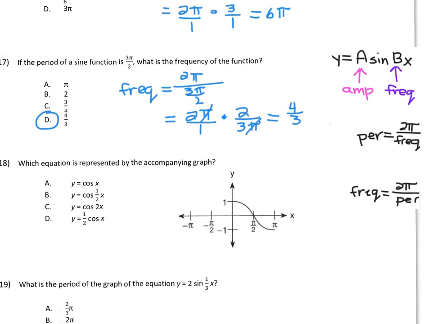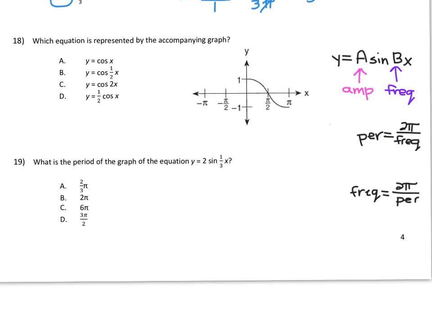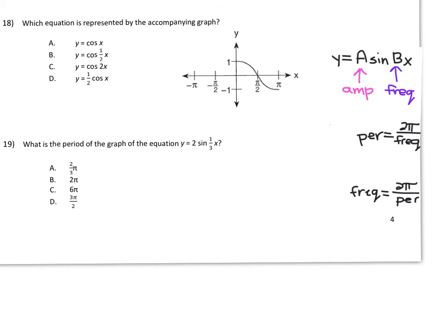All right, let's see what else we have here. So number 18, which equation is represented by the accompanying graph? Okay, so first, you could tell it's not a sine curve because it doesn't go through the point 0, 0, but that doesn't even help us eliminate anything because everything is cosine. Okay, so now let's look. The amplitude is 1, right? So we can eliminate at least letter D from that. That one shows an amplitude of 1/2. So now we have to decide what is the frequency.